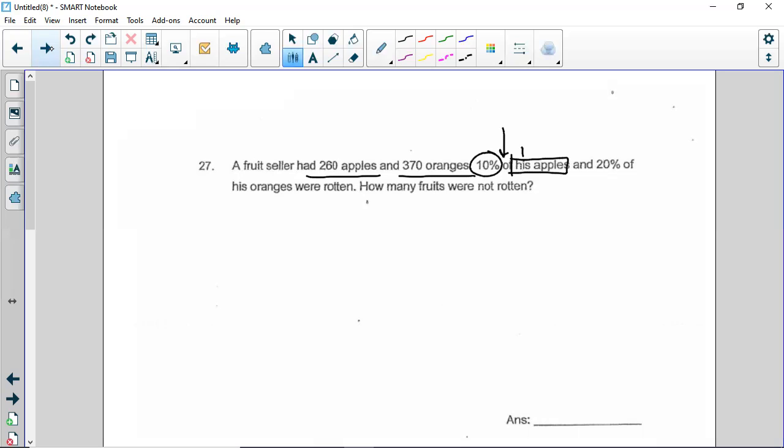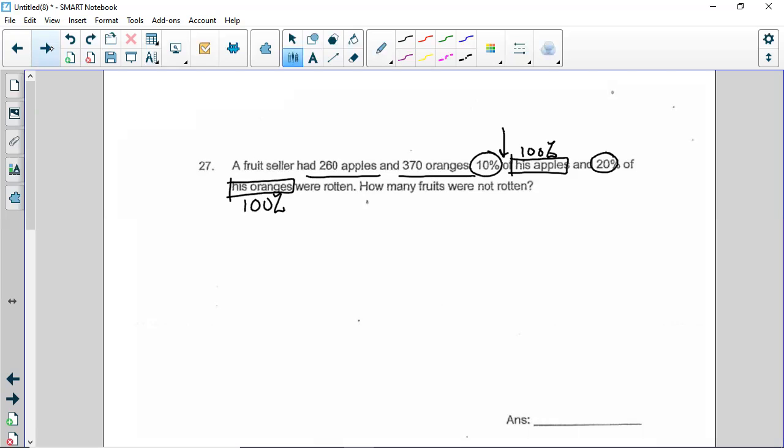And all the apples must be 100%. Out of all these apples, 10% are rotten. And then the other 20% is generally talking about what? It's talking about his oranges, right? And which is all the oranges. And all the oranges is 100%. So out of this 100%, 20% are rotten. That's how you need to interpret, right?